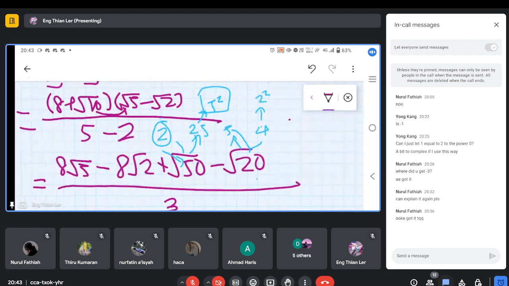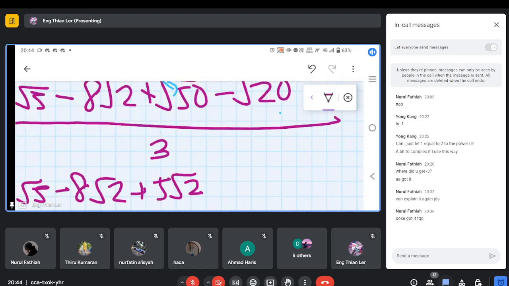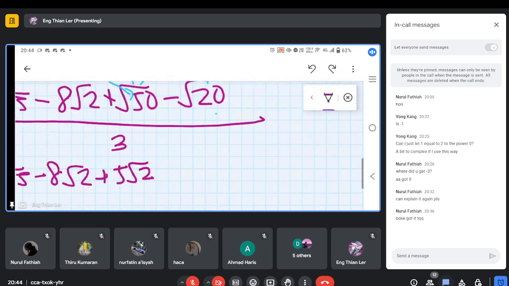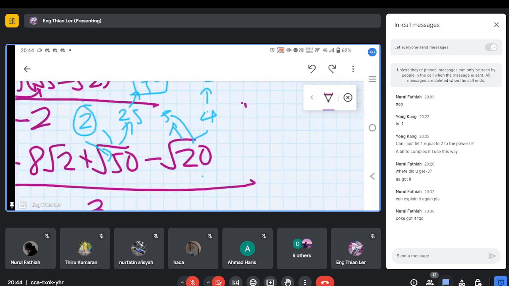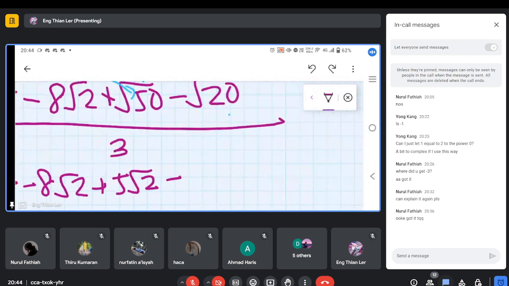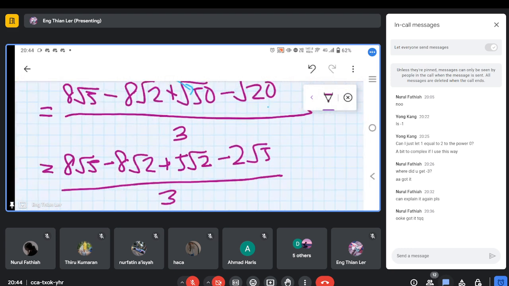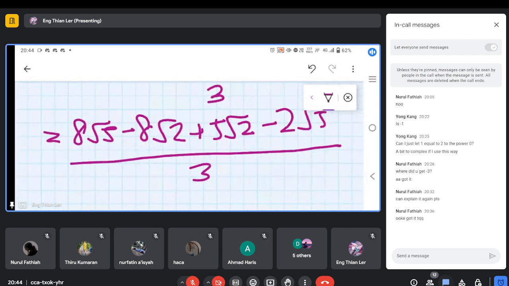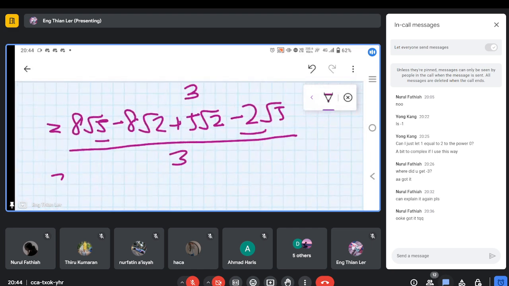Okay, so we know that this is 5√2. The 2 will be inside the square root and the 5 will be outside. For the other term, the 5 will be inside the square root and the 2 will be outside. Minus 2√5, and all divide by 3. So 8√5 minus 2√5, we got 6√5.